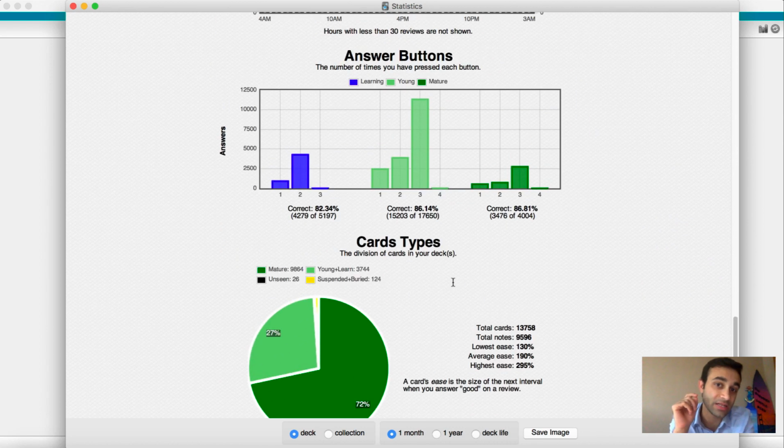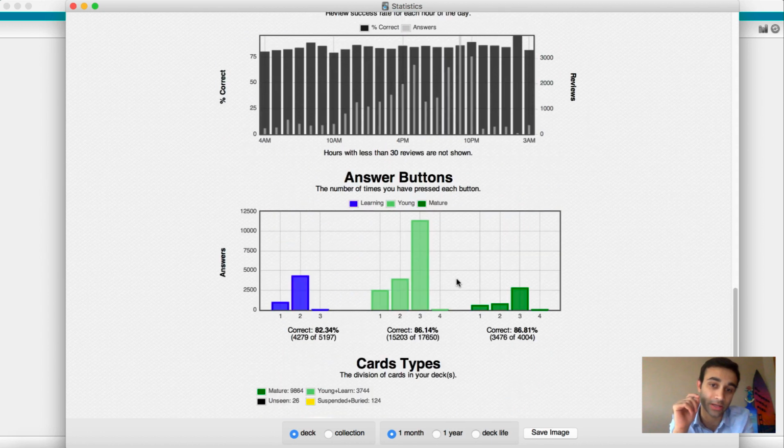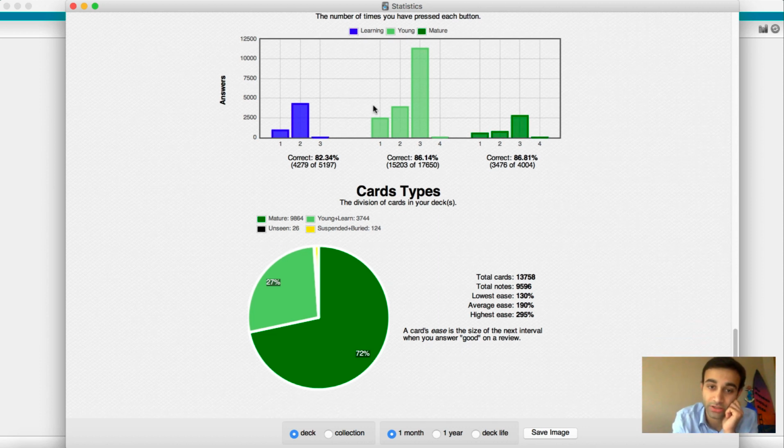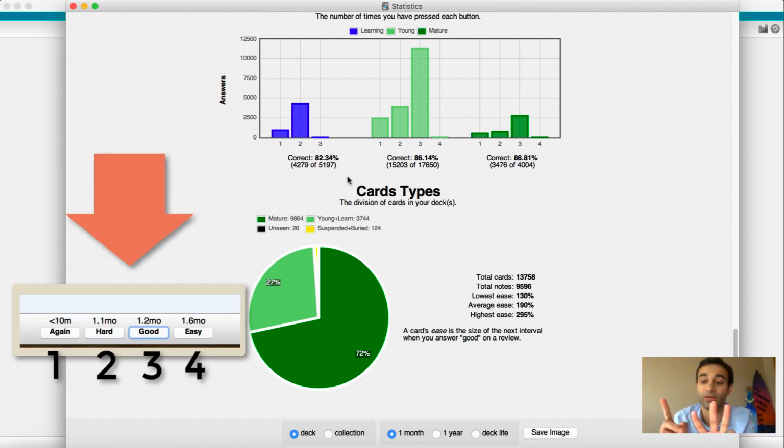And this graph and this bottom graph are really interesting because this tells you the percent that you're getting correct based on learning, young and mature cards. So learning cards, as I said, are cards you've never seen before that you're seeing for the first time. And usually what 1, 2, and 3 represent is when you have those three options in Anki, the 1 is usually the "again", the 2 is usually the middle one, and the 3 is the one where you know it really well. I'll include a picture of those in the bottom, but basically 1, 2, and 3 correspond to those options.